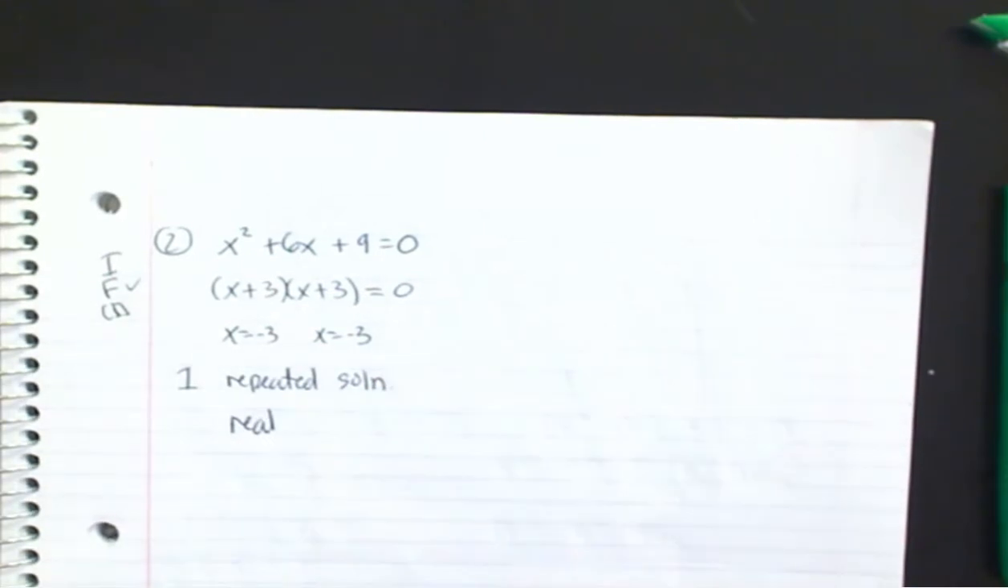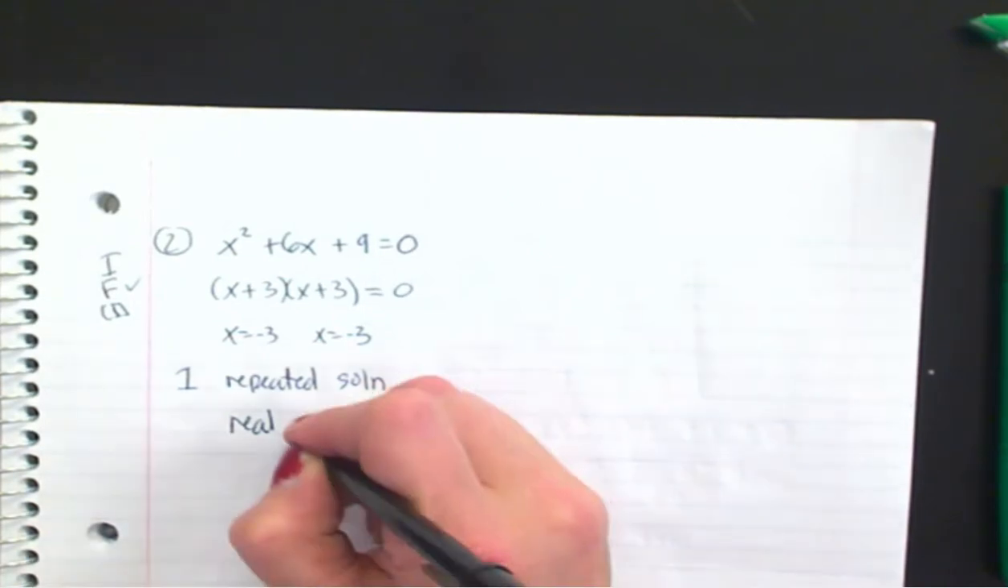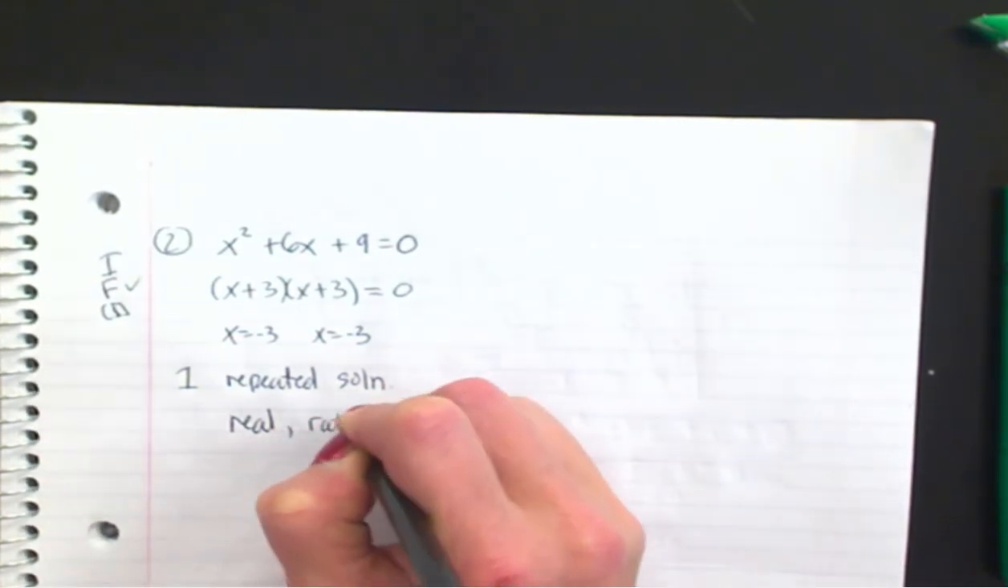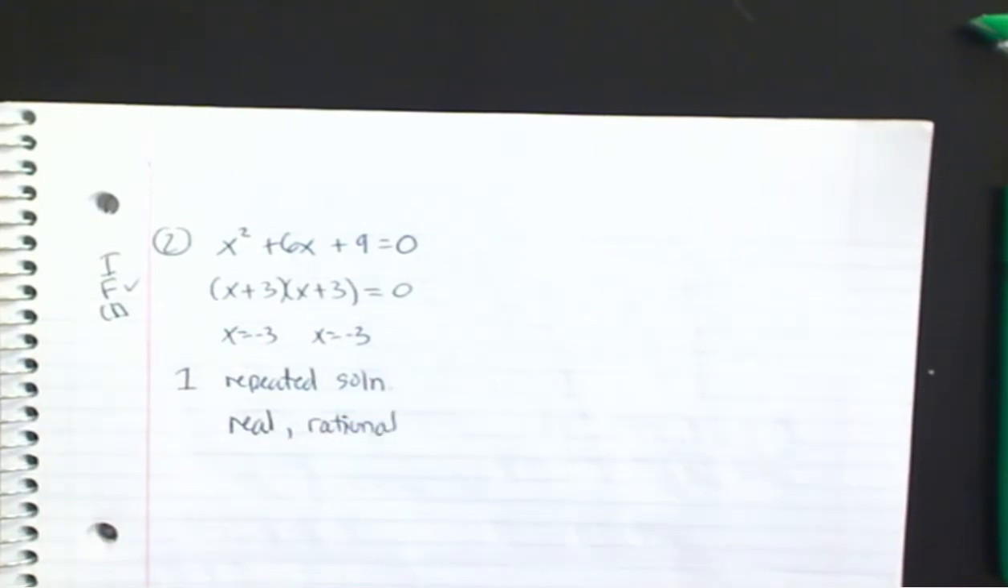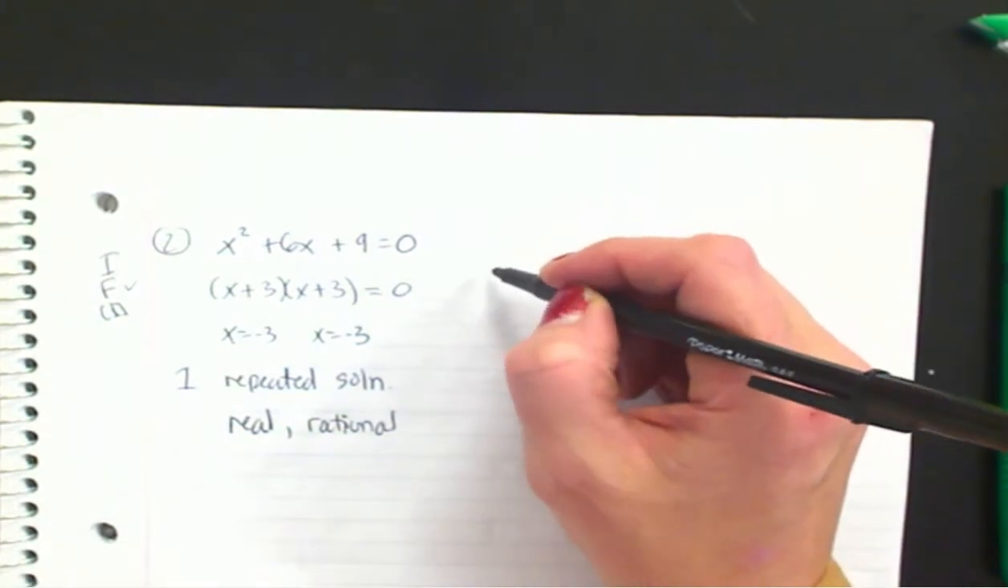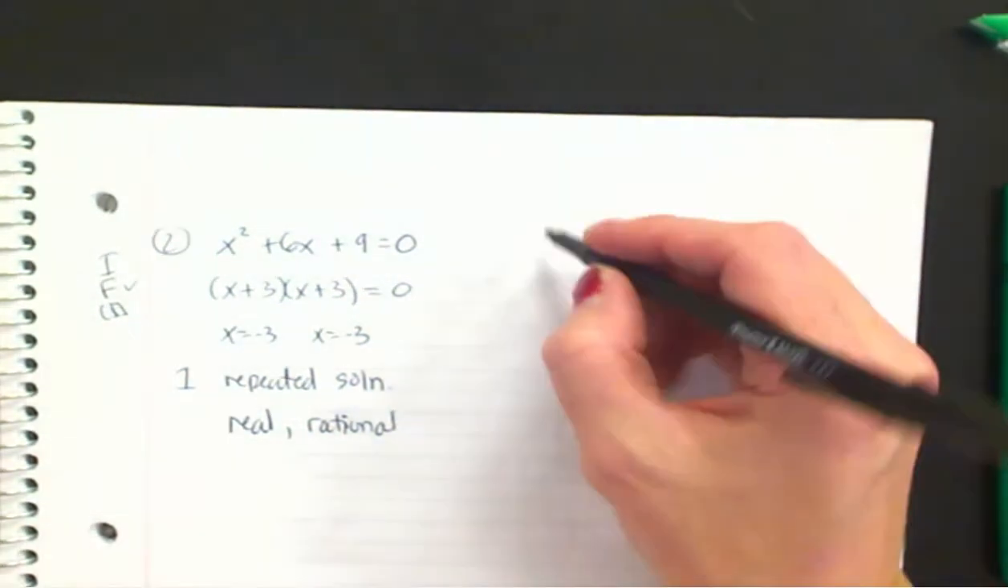Now, in the real box, there's a subcategory. Irrational or rational? Rational. Real, rational. We are trying to be as specific as possible. If you're in the real box, you have to pick a subcategory. All right, do the quadratic formula next to it, and let's see what we get.